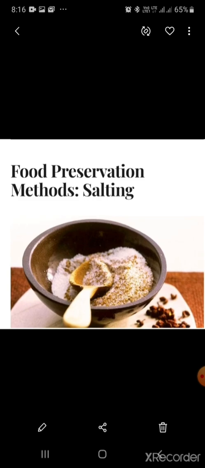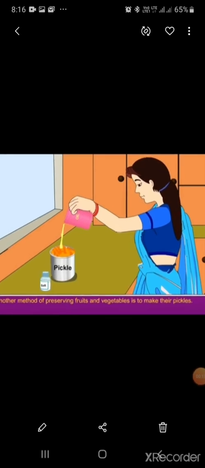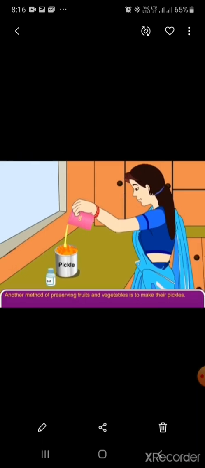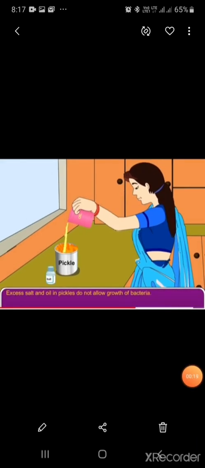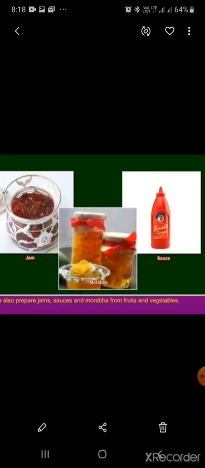and using sugar. Another method of preserving fruits and vegetables is to make their pickles. Excess salt and oil in pickles do not allow growth of bacteria. Some fruits and vegetables such as mangoes, lemon and amla can be preserved in the form of pickles by using salt as a preservative. We also prepare jams, sauce and murabba from fruits and vegetables.